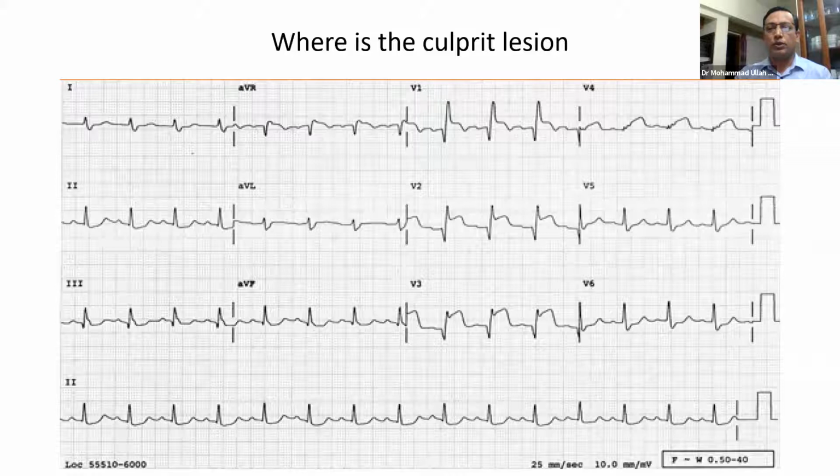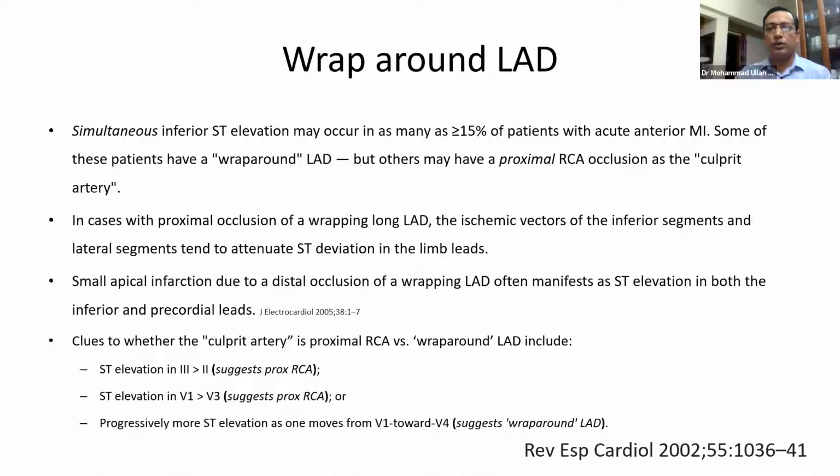This is how we can determine the lesion. Sometimes you can get ST elevation both in the anterior lead and the inferior lead. In fact, in 15% of patients with anterior MI, you can get ST elevation both in the anterior lead and inferior lead. This may happen due to a number of causes. One important cause is wraparound LAD, that means type 4 LAD. If there is an occlusion in the type 4 LAD, this can lead to elevation both in the anterior lead and inferior lead.